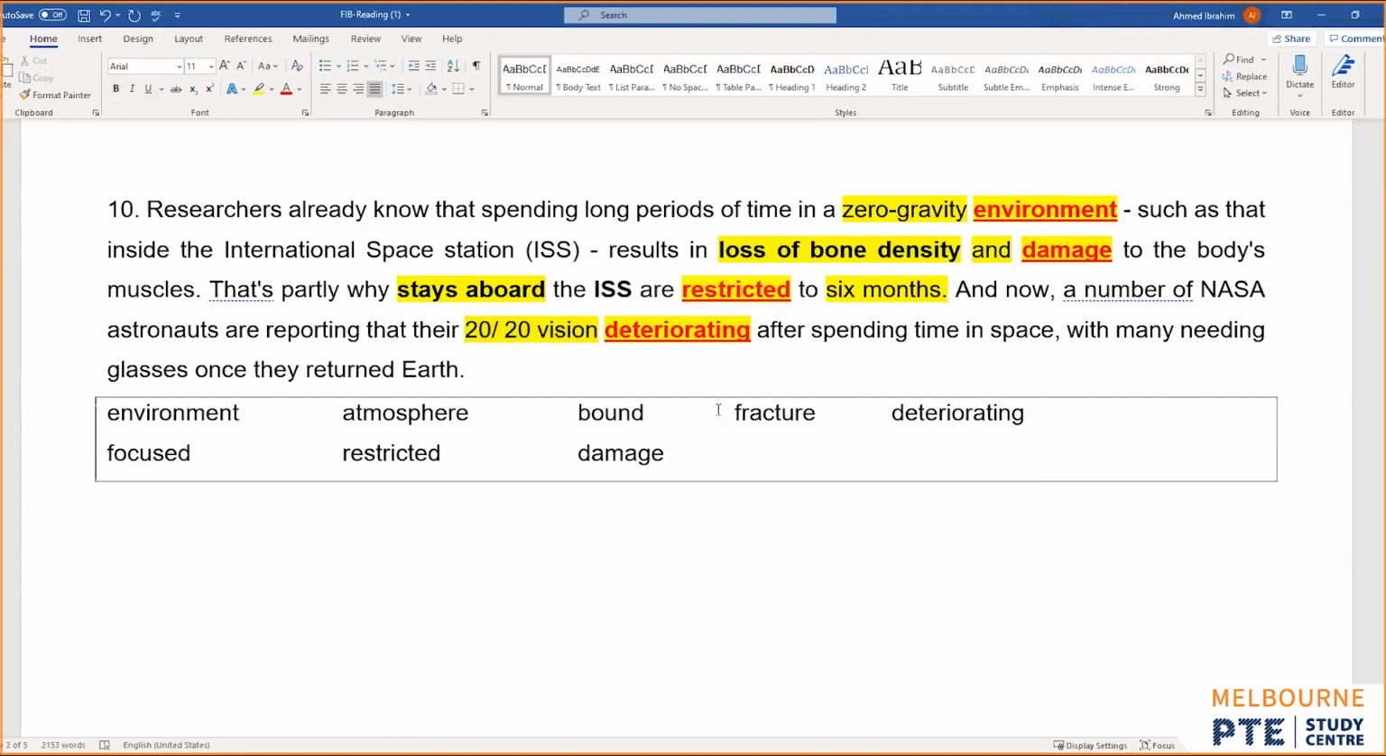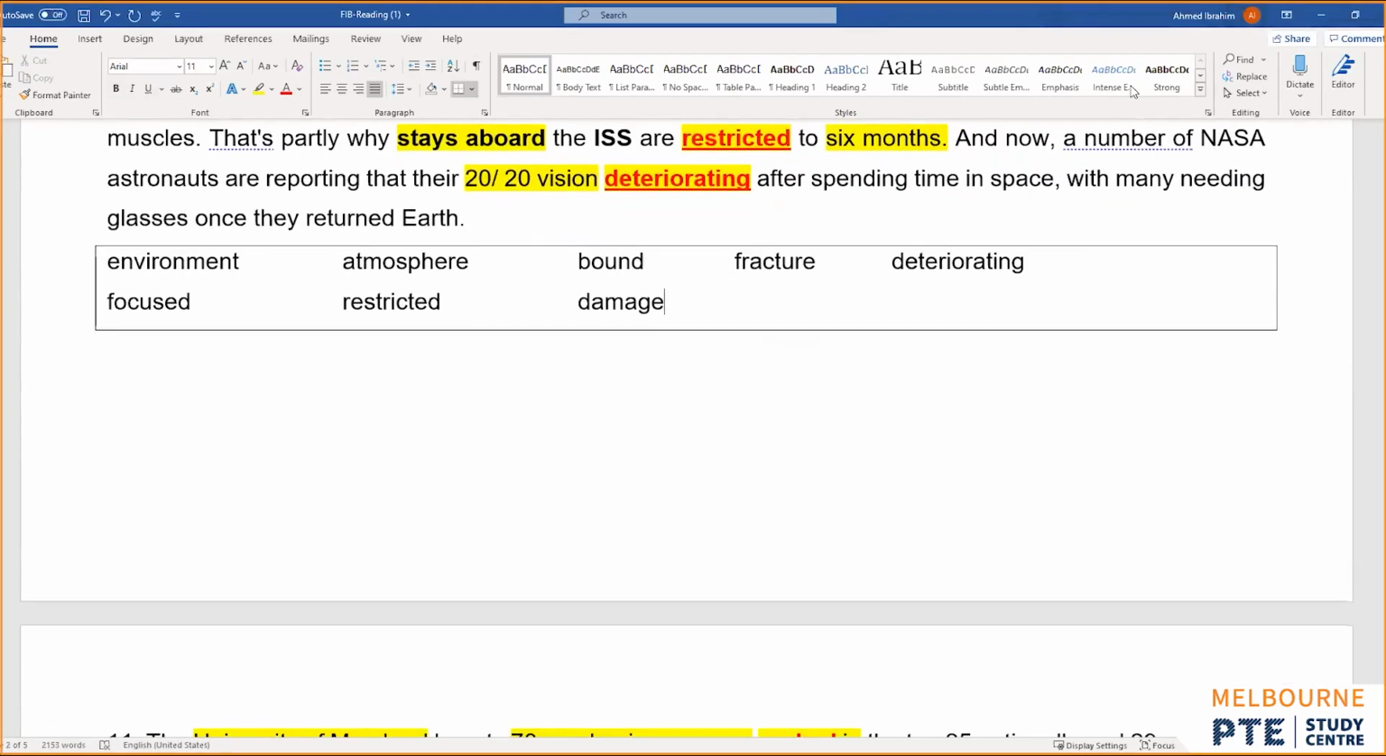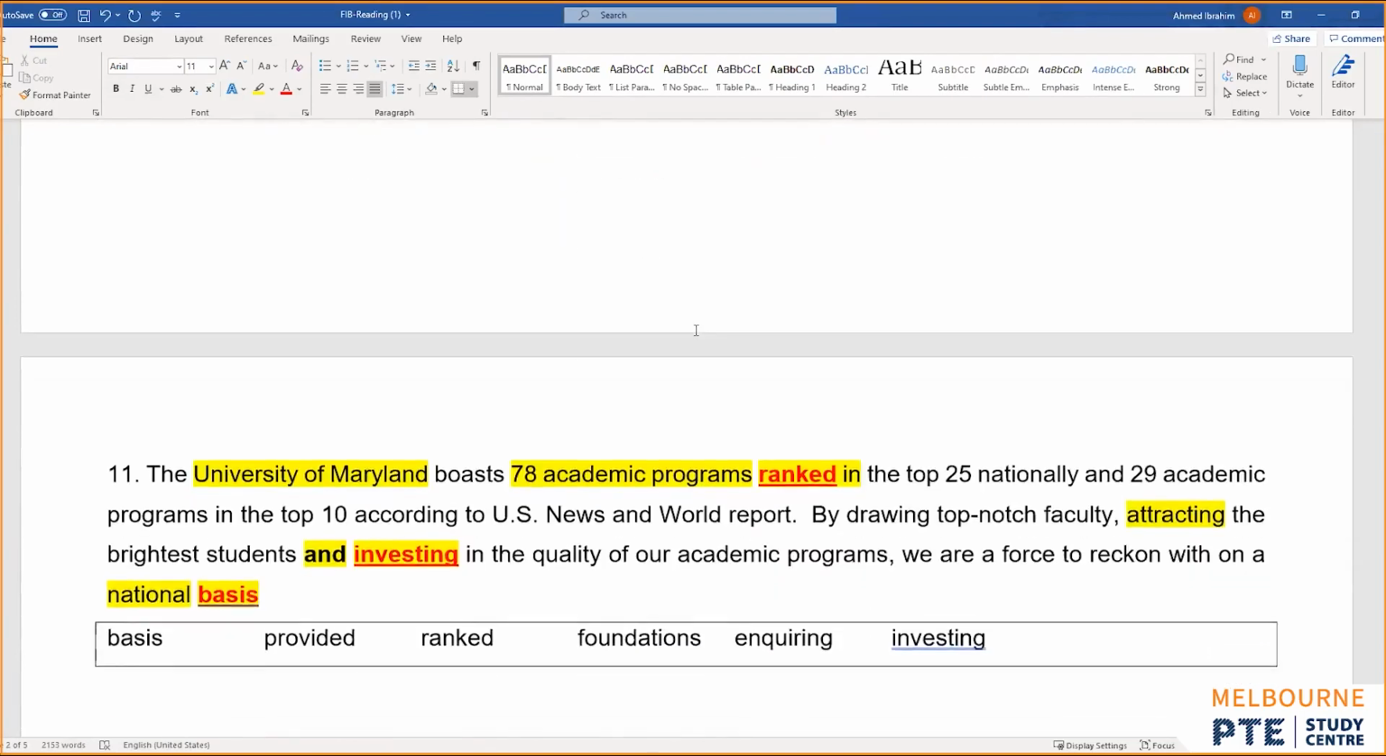So the words that we have available, if I say 20/20 vision fracture, that doesn't make any sense. Then the only word that's left that can say that their vision was affected is deteriorating. That's the thing. All right, guys, so these were some reading FIB.